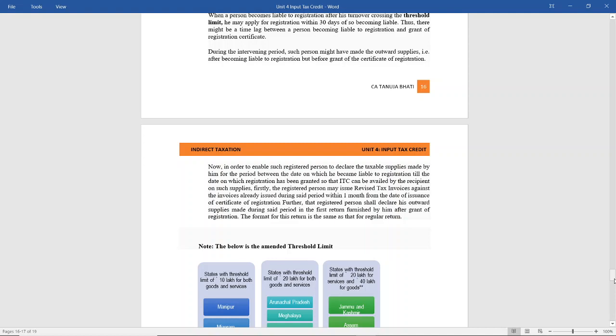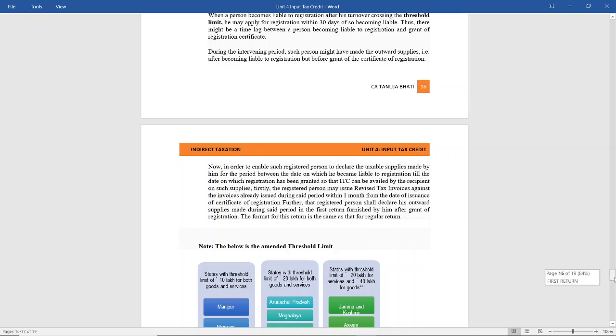So during that period, he can avail the ITC, and he has to revise the tax invoices between 17th August to 30th August. He didn't charge GST in his bills because he was not registered. He did not get the GST registration number. But later, once he gets registered, he has to issue the revised tax invoices for that period during which he was liable, but he did not have certificate of registration.